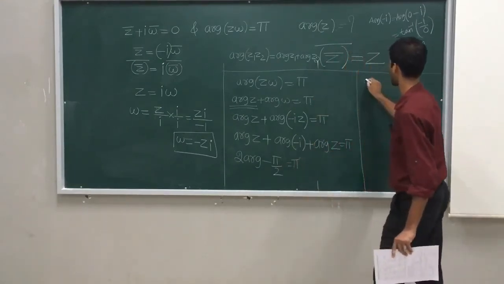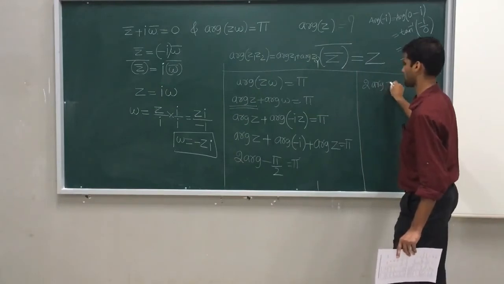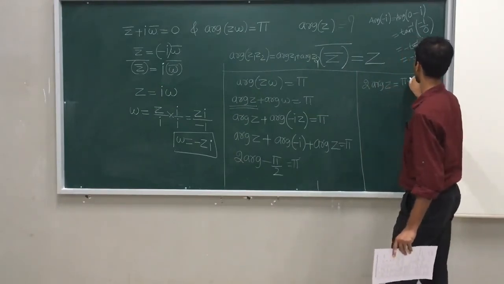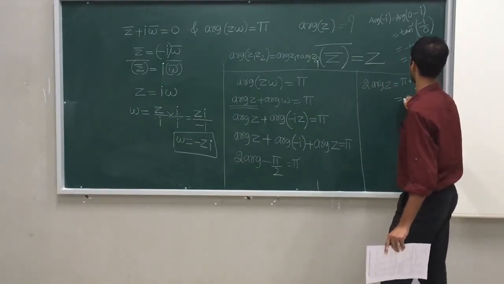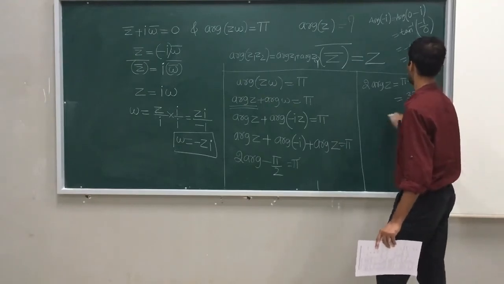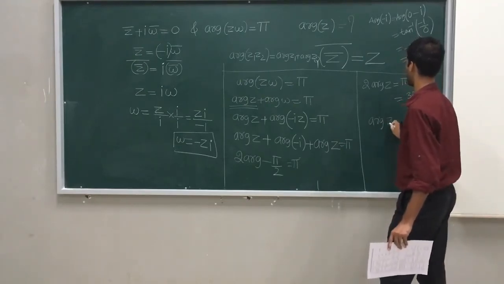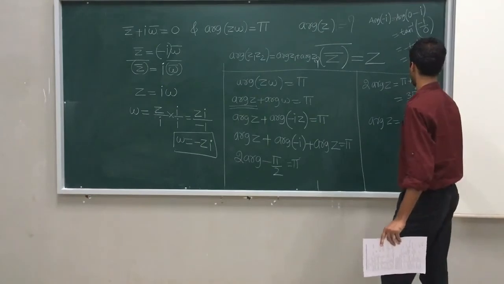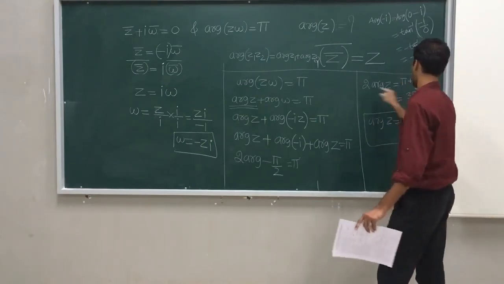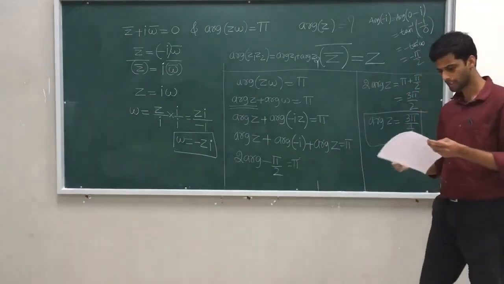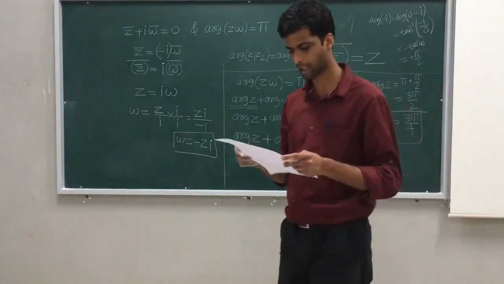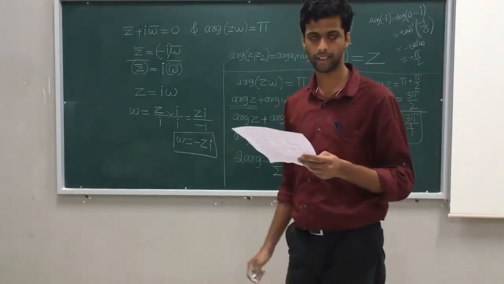Yes, so I got 2 times argument of z is equal to pi plus pi by 2, which is 3 pi by 2. But I want the argument of z. Argument of z is nothing but 3 pi by 4, because I brought the 2 down. Therefore, 3 pi by 4 is the argument of z in this case. Okay.